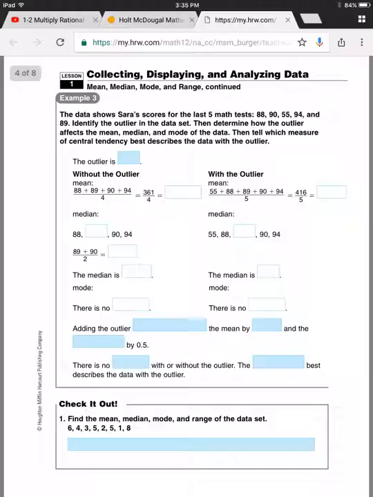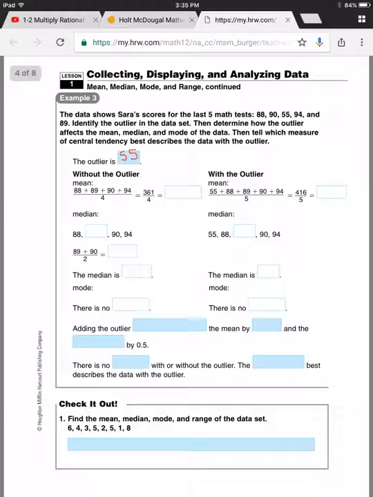The data shows Sarah's scores for the last 5 math tests. She had an 88, a 90, a 55, 94, and 89. Identify the outlier in the data set, then determine how the outlier affects the mean, median, mode of the data. Then tell which measure of central tendency best describes the data with the outlier. So the outlier is 55 because the rest of the scores are in the high 80s and lower 90s, and 55 just doesn't even relate to them.